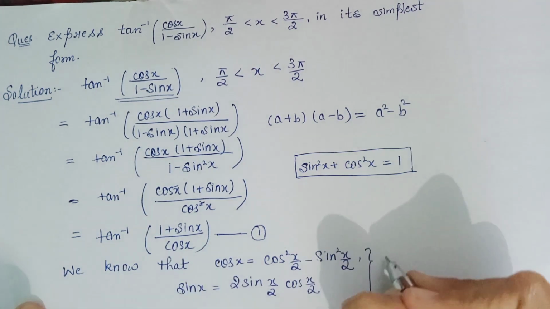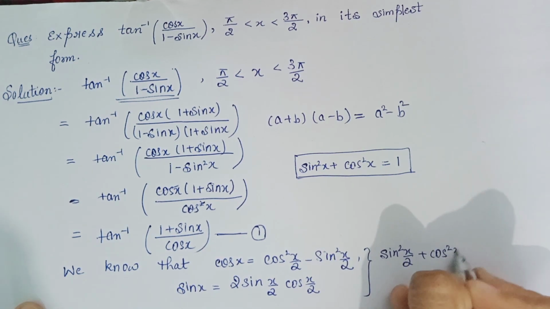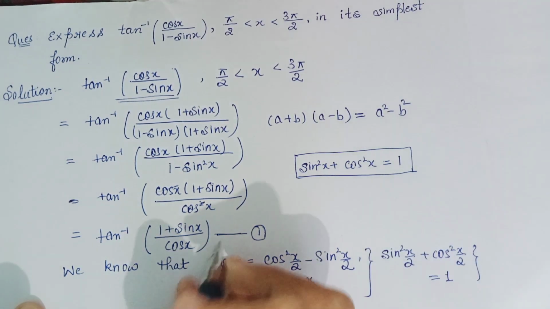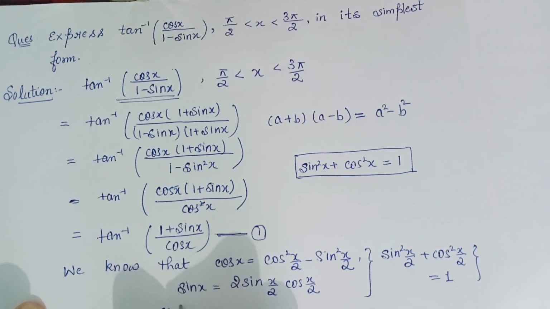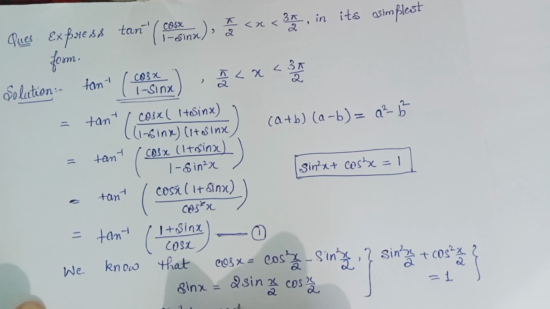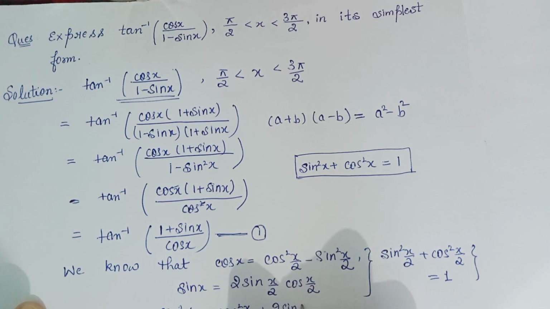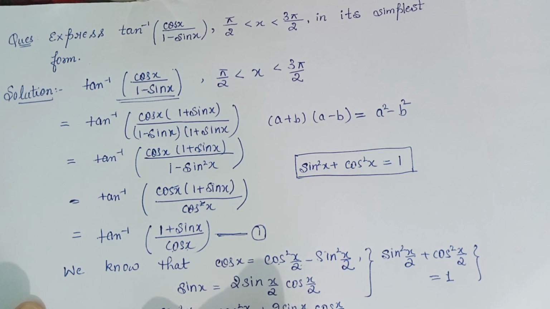Also we know that sin square x by 2 plus cos square x by 2 equals 1. So we will use these three formulas in this equation 1. We will replace 1 by sin square x by 2 plus cos square x by 2, and we will replace sin x by 2 sin x by 2 cos x by 2, divided by, we will write cos x by using this formula. So it will become cos square x by 2 minus sin square x by 2.